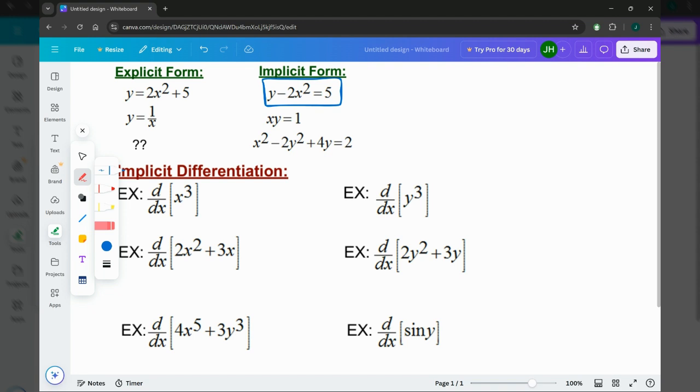This is implicit form. Now, if I were to take that equation and actually solve it for y, I would add the 2x squared to the other side, and I would get y equals 2x squared plus 5. That's explicit form. I've explicitly solved this equation for y. Explicit form.